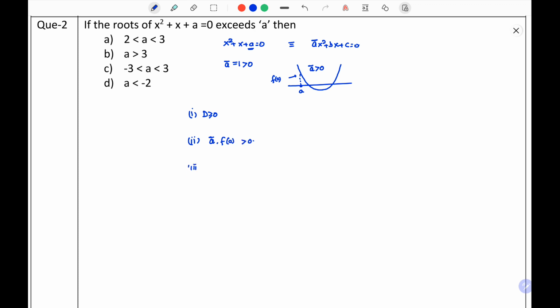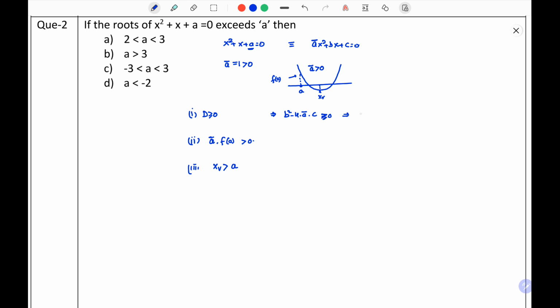And third is that the vertex, which is xv, should be on the right hand side, that means xv should be greater than a. Solving these conditions, first D greater than or equal to 0, it will give b square minus 4 into a bar into c bar is greater than or equal to 0.